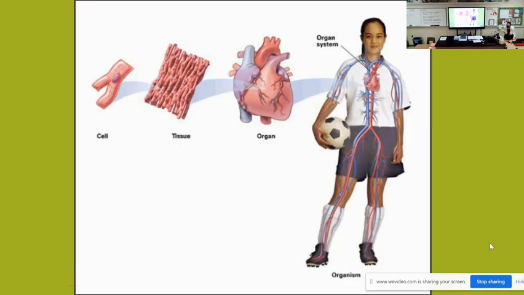Okay, so again, we have our single cell. Then those cells make up tissues. Those tissues then work together to create an organ. That organ is part of an organ system that then creates the organism to function.